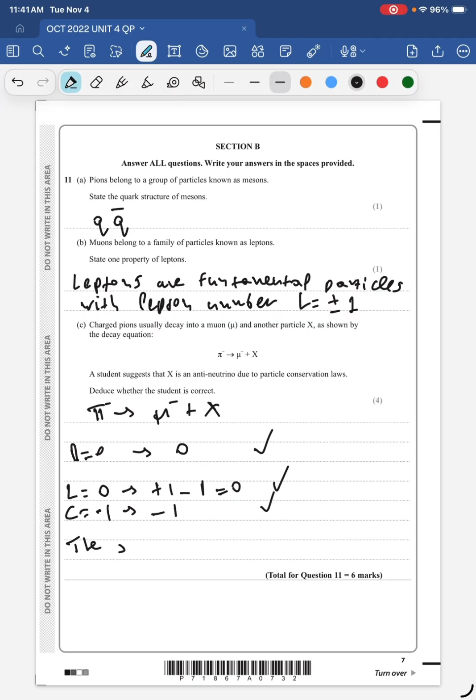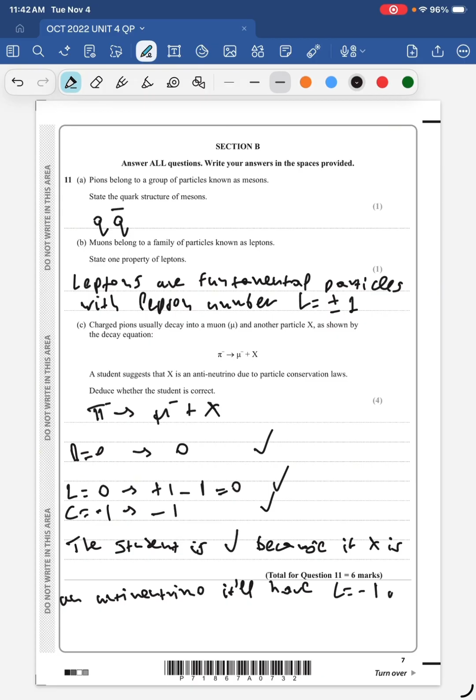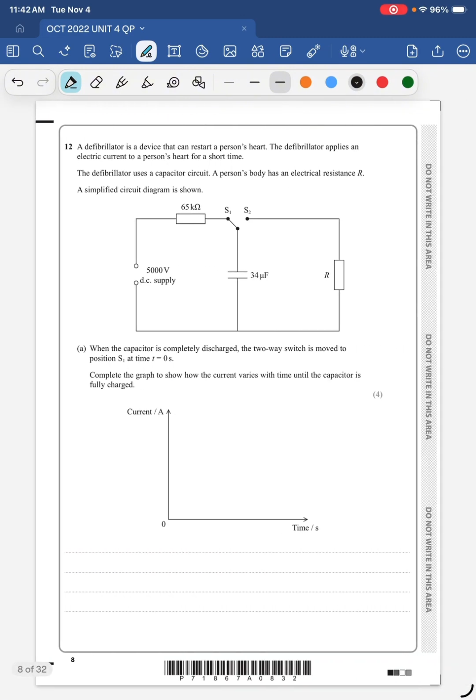So the student is correct because if X is an antineutrino, it will have L equals minus 1 and charge equal to 0, and the reaction will be allowed. Okay, so that's a good start for section B. Let's move on.